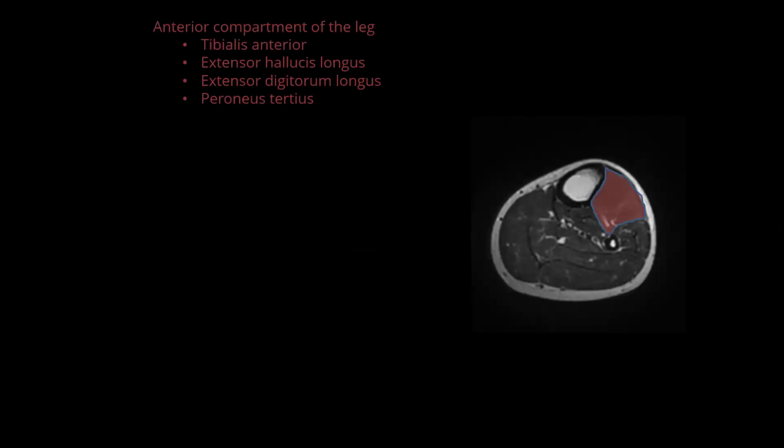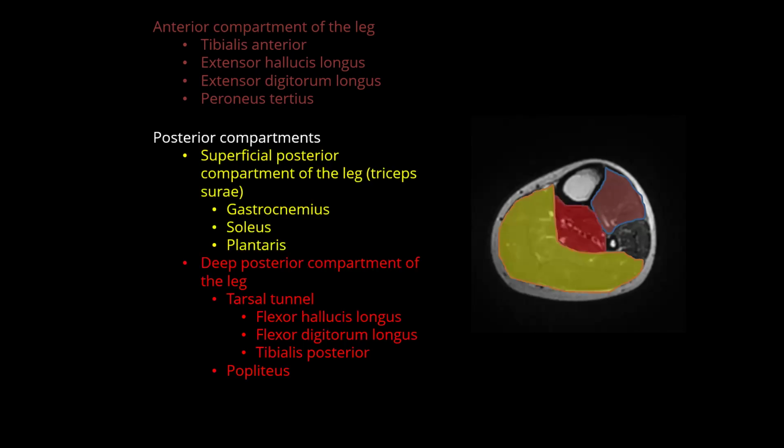Muscles of the ankle and foot. Before seeing the muscles of ankle and foot, let's just have a look at the muscles of the leg, because these muscles are going to form tendons, and they will travel across the ankle and enter into the foot. So basically we divide the leg into different compartments, and we have anterior compartment of leg, which has tibialis anterior, extensor hallucis longus, extensor digitorum longus, and peroneus tertius muscles.